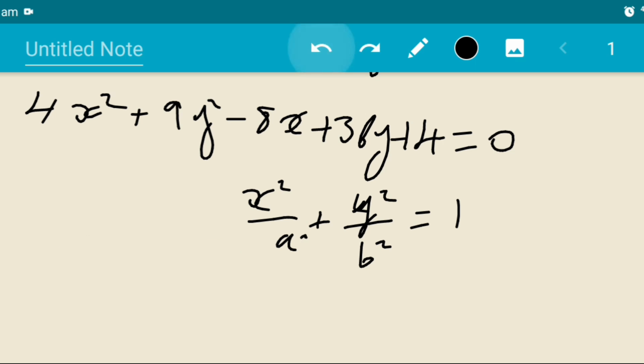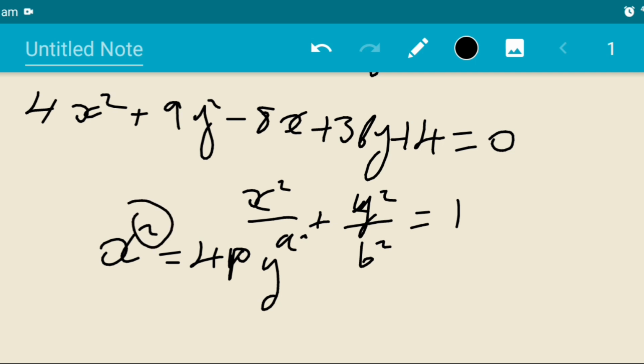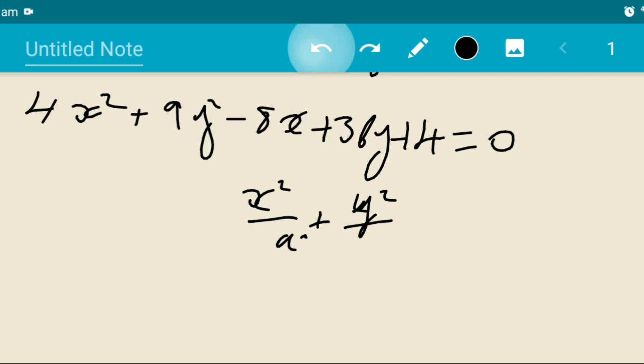So at least we can know this isn't a hyperbola. Sorry, this isn't a parabola. Why? Because the general equation of a parabola only has one of them, that is to say either x or y. Only one of them has a square. But in this case two of them have. So let's group the like terms together and then we carry on.